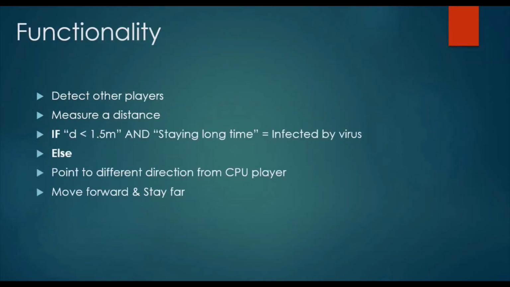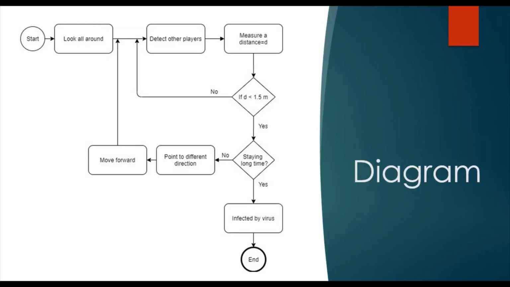The functionality of the game is that it detects other players, measures the distance, and if the distance is less than 1.5 meters and they stay close for a long time, then the player is infected by the virus. Otherwise, it will point in a different direction and move forward. This is a diagram of the whole functionality. As I said before, if the distance is less than 1.5 meters and they stay close for a long time, then the player will be infected by the virus.